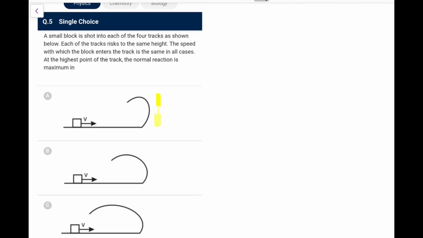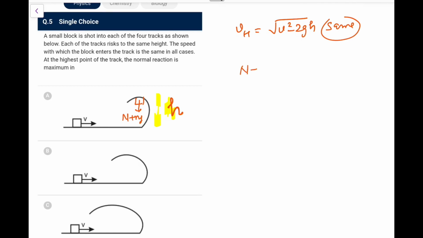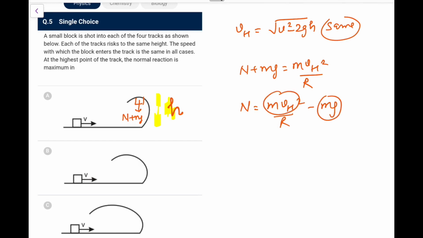So one thing is clear, because this height h is the same, v at the highest point in all the cases, that is v square minus 2gh, is going to be the same. So at the highest point, if I draw the FBD, N will be downwards, mg will be downwards. So N plus mg would be equal to m vh square upon r. So normal would be m vh square by r minus mg. So all these factors are the same, so everything now depends on r.